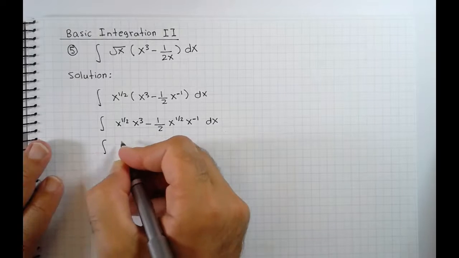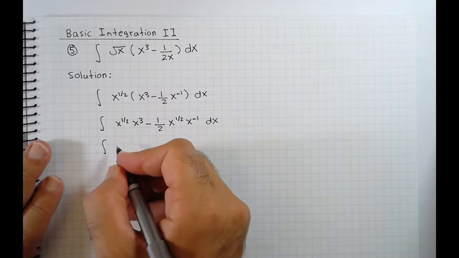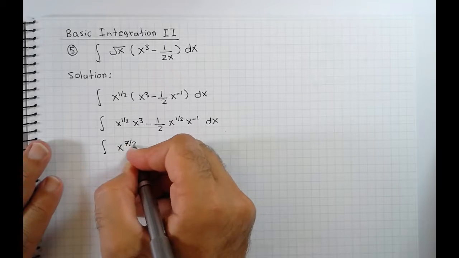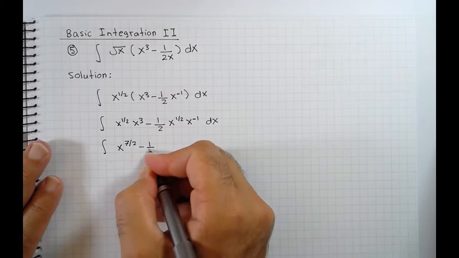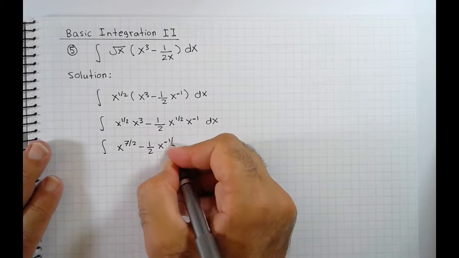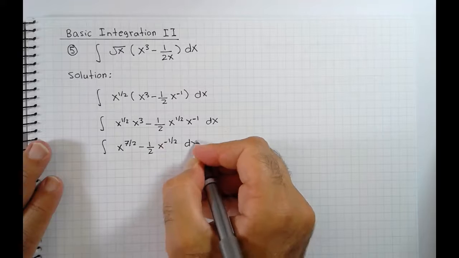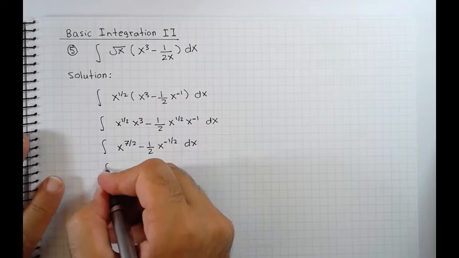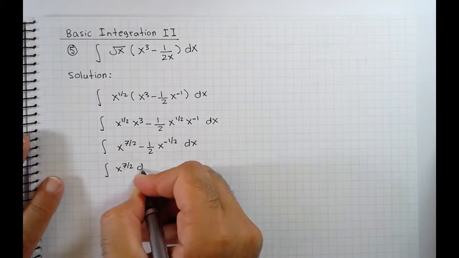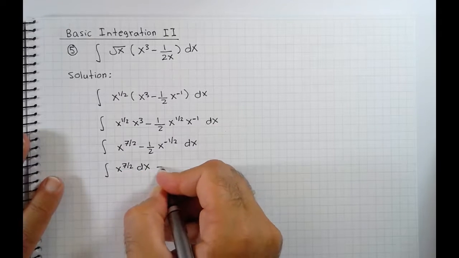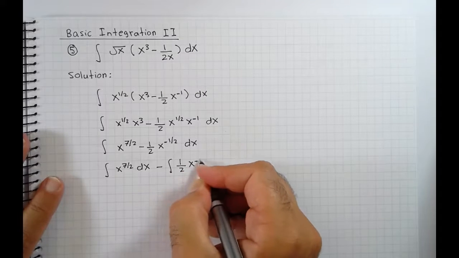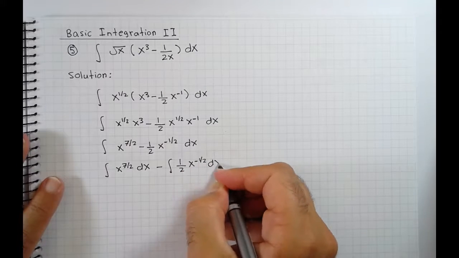And now simplifying further, same base, we add up the exponents. That's x to the 7 over 2 minus 1/2 x to the 1/2 minus 1 is negative 1/2. Now let's split up the integral. That's integral x to the 7 over 2 dx minus integral 1/2 x to the negative 1/2 dx.